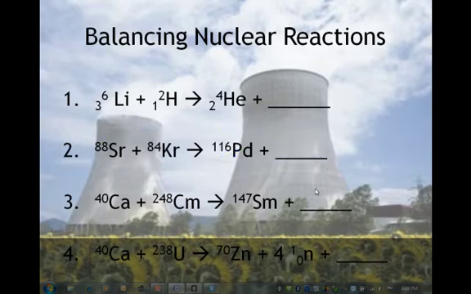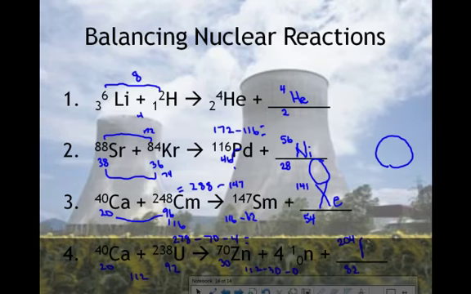So we put Pb on the line. And that's how we balance nuclear equations. We're just adding and subtracting, just making sure both sides add up to the same numbers. That's all there is to it. That's not so bad, huh?